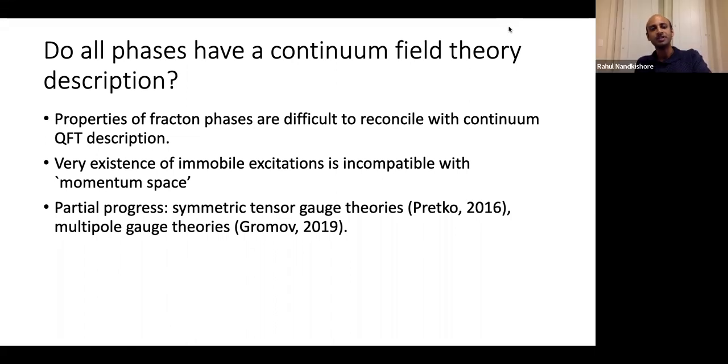So there are various properties that are difficult to reconcile with continuum QFT descriptions. As we already discussed, the fact that translation changes the superselection sector means you can't really talk about momentum space. We like thinking of continuum field theories in momentum space, but now momentum space is gone right from the beginning. Nonetheless, we have made partial progress. The key idea is symmetric tensor gauge theories, which was introduced by my former postdoc, Michael Pretko, later extended also to multipole gauge theories by Gromov.